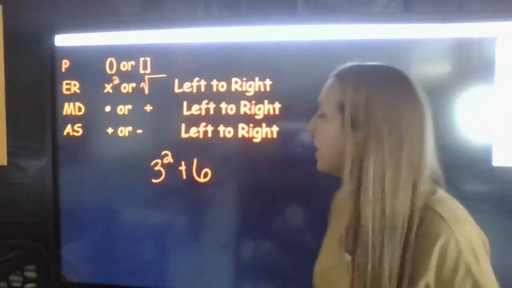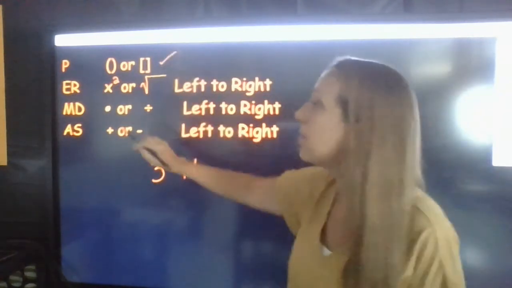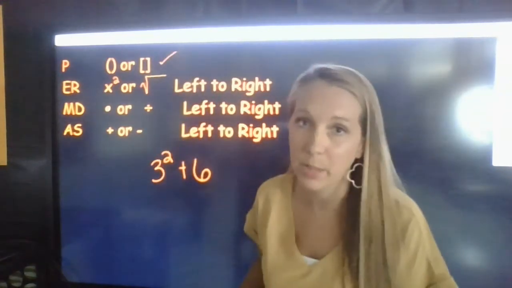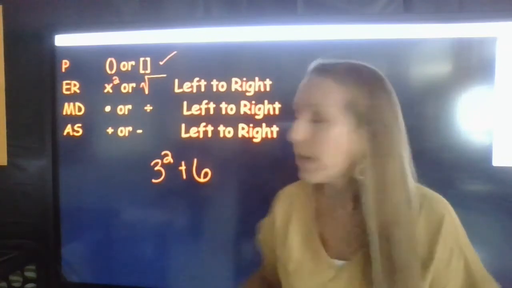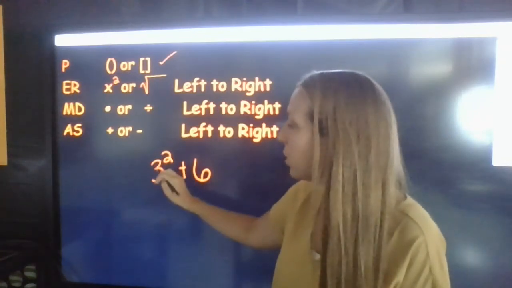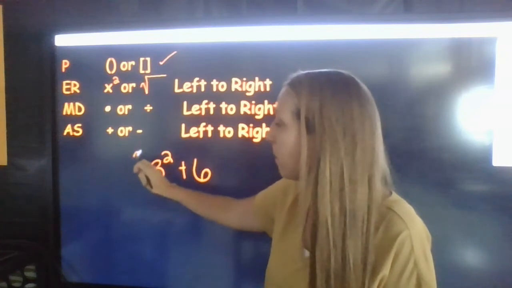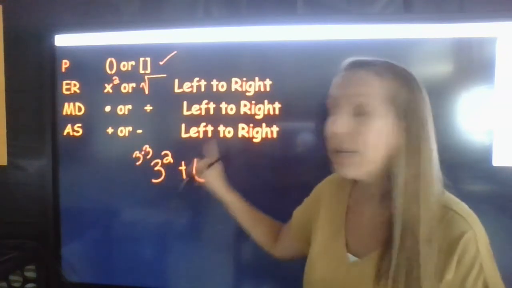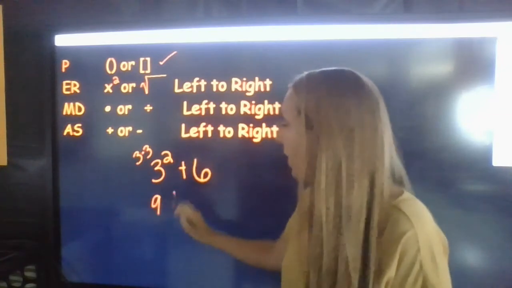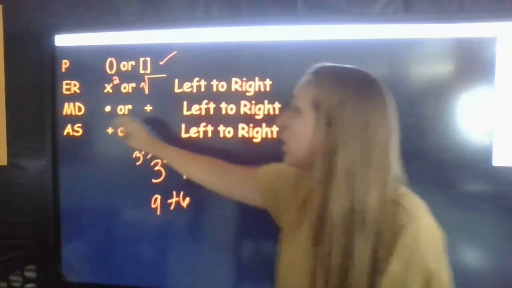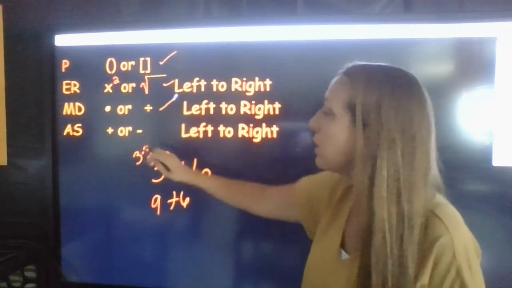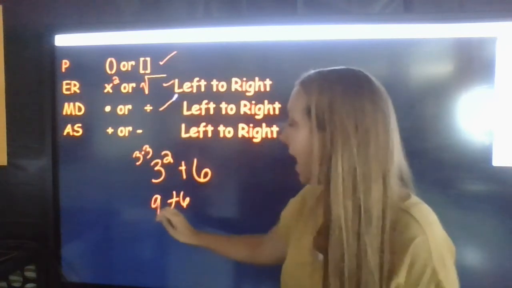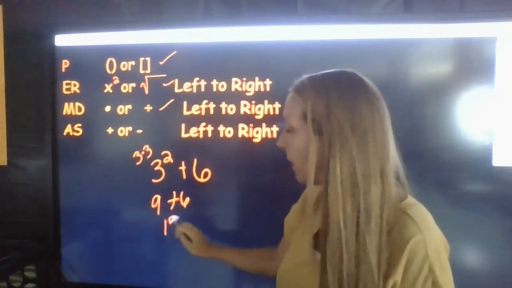All right, so the next thing we're going to look at is no parentheses, but we have an exponent on this one. Now, if you remember from previous lessons, this exponent right here, this is 3 to the 2nd power, or 3 squared, which means 3 times 3. All right, so 3 times 3 is 9, and then plus 6. So again, no multiplication, no division, but we have addition. So 9 plus 6 is 15.